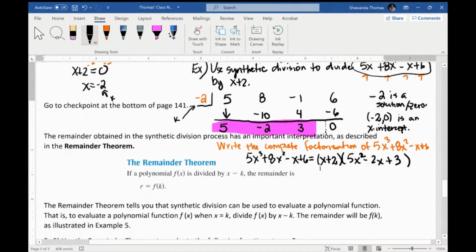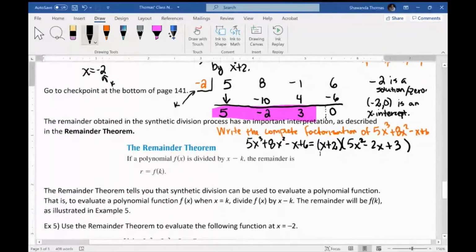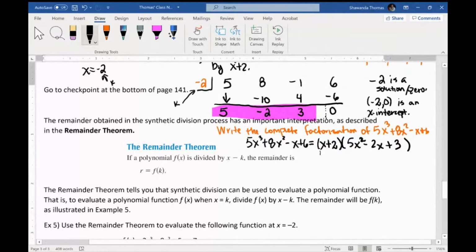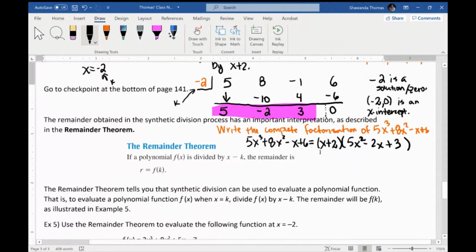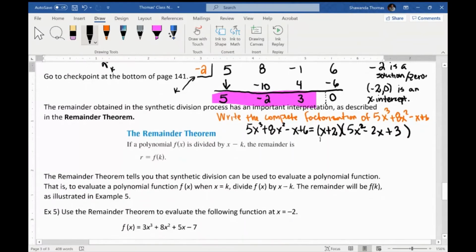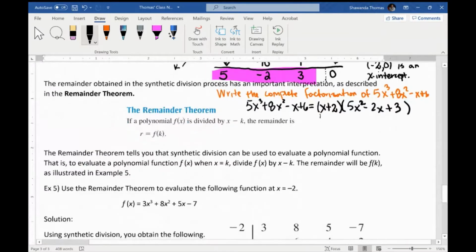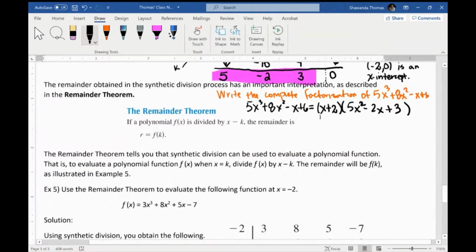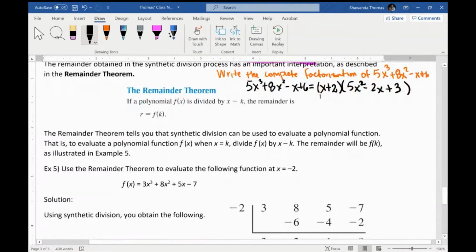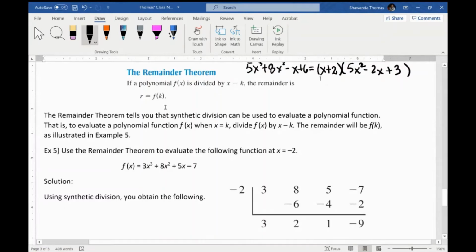All right, I was just throwing out a question. It had nothing to do with that example, to be honest. But I want y'all to understand things conceptually, not on the surface, but what does it really mean when we're dividing by the k and using synthetic division? What are we really doing? All right, let's talk about something called the remainder theorem. If a polynomial f of x is divided by x minus k, the remainder is r equals f of k.